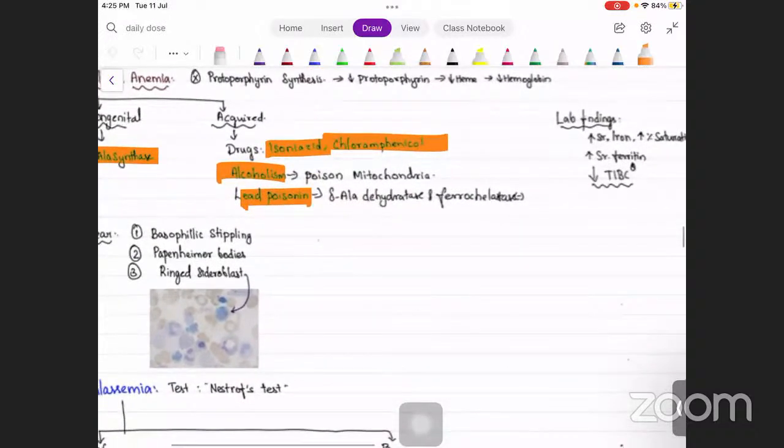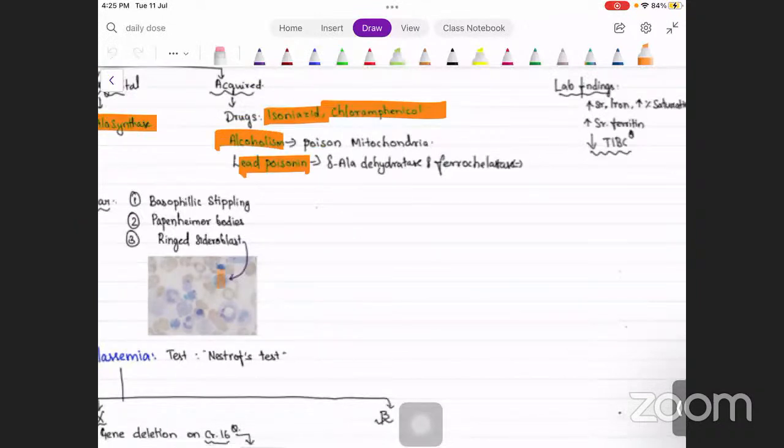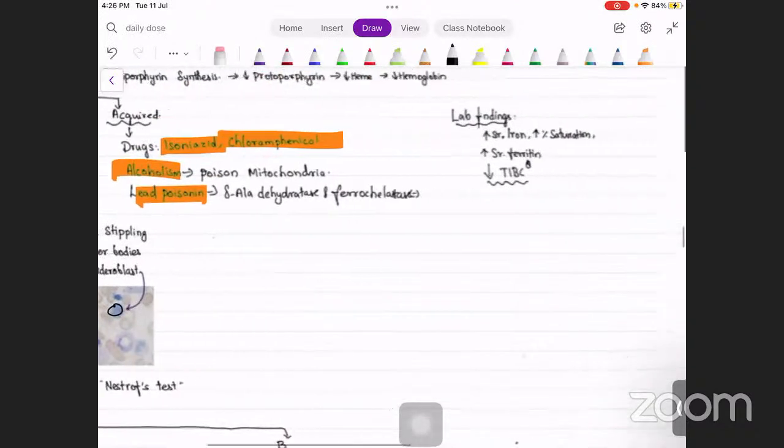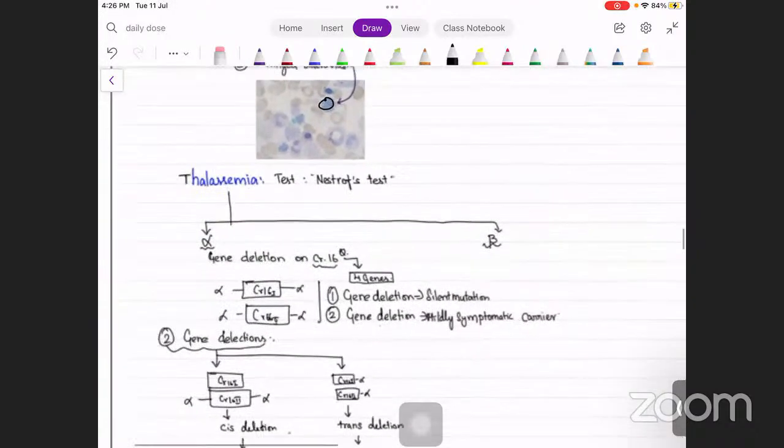Smear shows ringed sideroblasts, people. Here it is, the ringed sideroblast. Okay, and lab finding shows a decrease in TIBC. Very important MCQ. TIBC will be decreased in sideroblastic anemia.